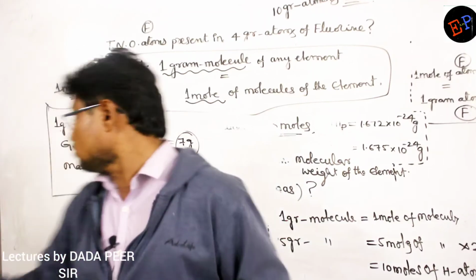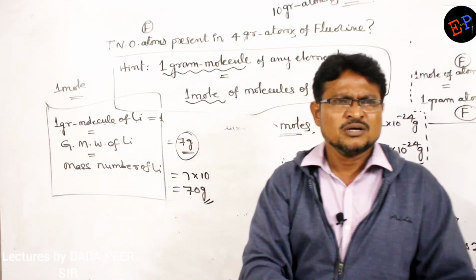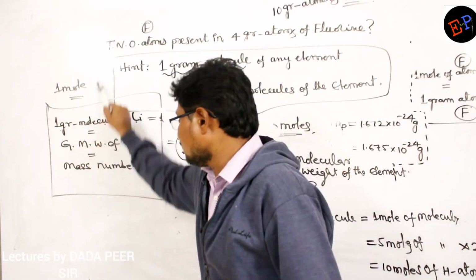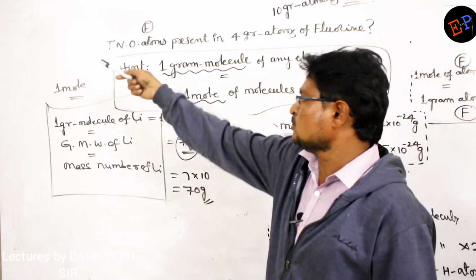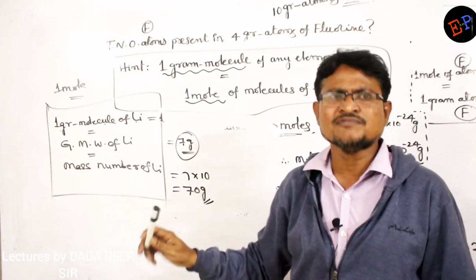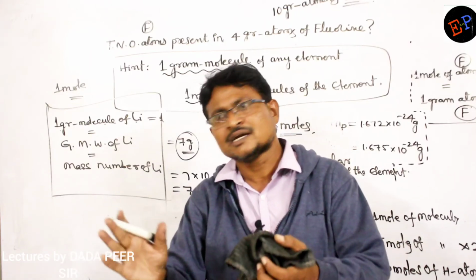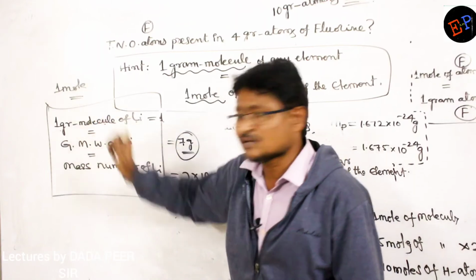So you can do it through the relation. No big calculation is needed, very simple. If you know the relation that 1 gram molecule of lithium, 1 mole of lithium, is equal to 7 grams, then 10 moles is equal to 10 times 7, 70 grams. So, have you understood the relation between this and 1 mole?